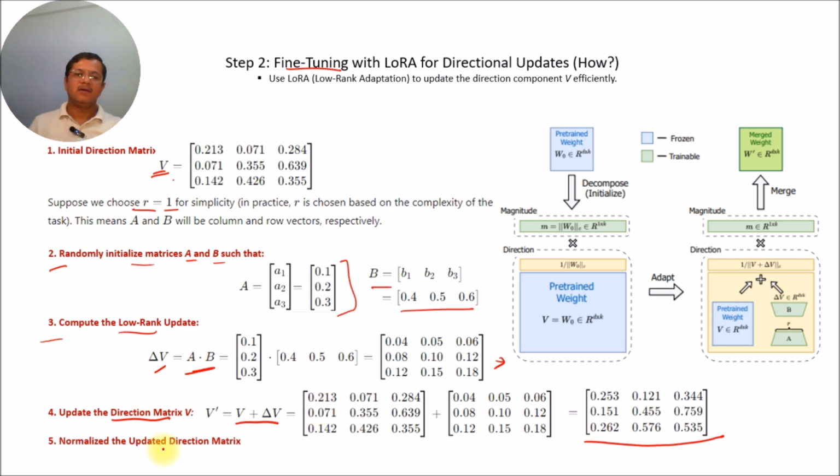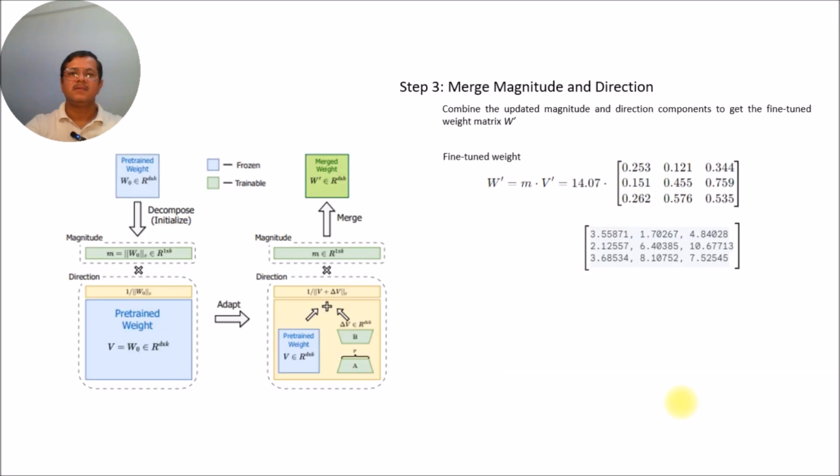After that we normalize the updated direction matrix. I am leaving it as it is, but we can normalize it by, suppose, taking the highest value or something. I am not normalizing it, just for simplicity in the calculations. After this, the second part is completed, and now comes the third part.